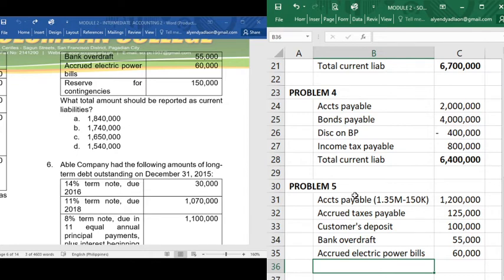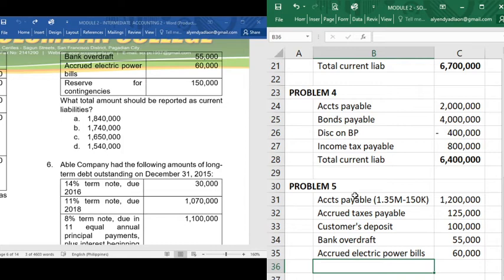Take note, if you are reserved for contingencies, for example, you set aside your cash in case there are contingencies. So that is an asset. Okay, that is an asset. That would merely be a debit to restricted cash and credit to the general cash account. Okay, there will be no involvement as to the liability.